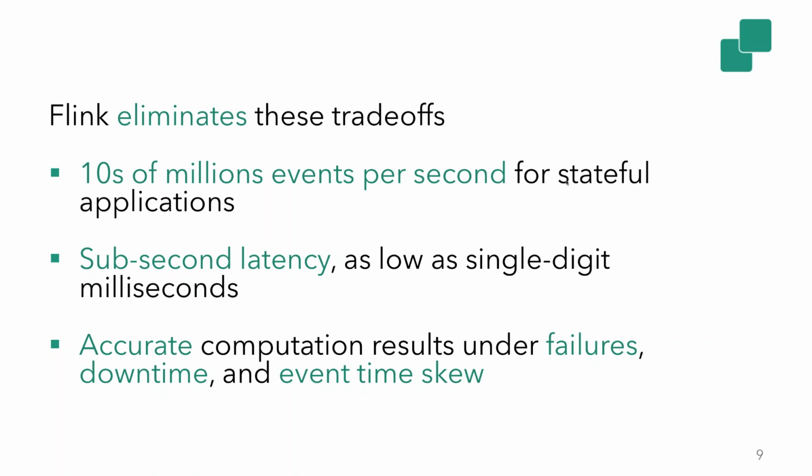So you can get accuracy under failures. This is what Flink does with its checkpointing mechanism. You can get accurate results under downtime, so not only unplanned downtime, which is failures, but also planned downtime. And you can get accurate results when the input streams are out of order. So when we have what is called event time skew, when elements arrive late or they don't arrive in the order that they were produced. And let me dig a little bit deeper into all of this.